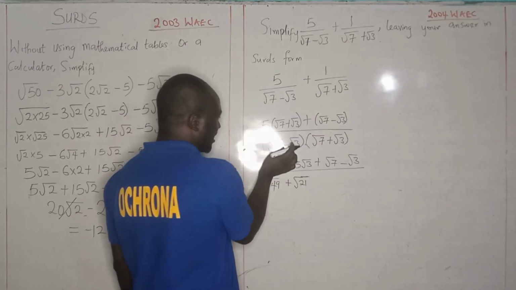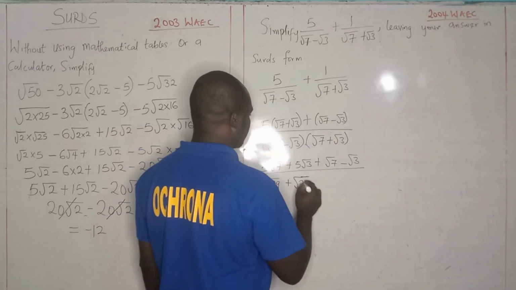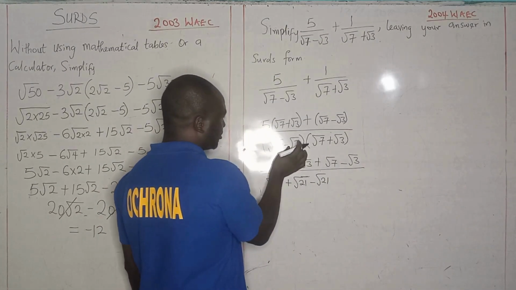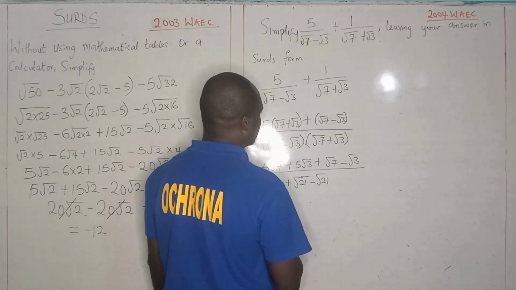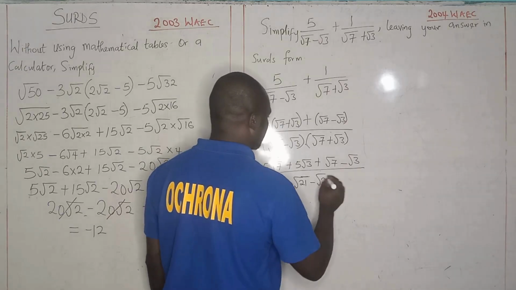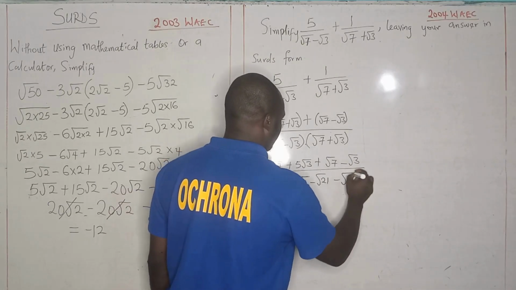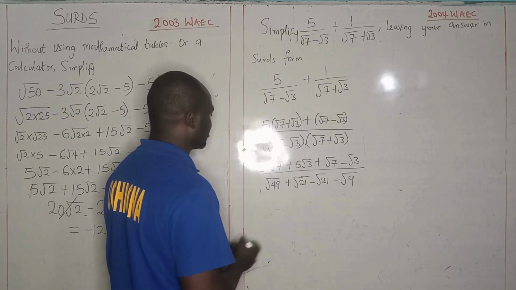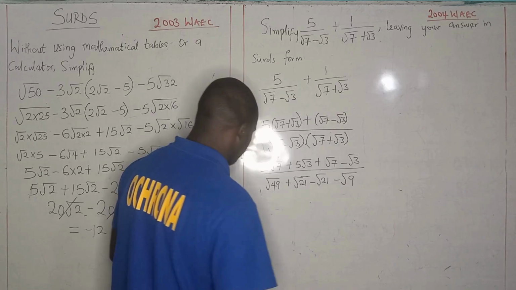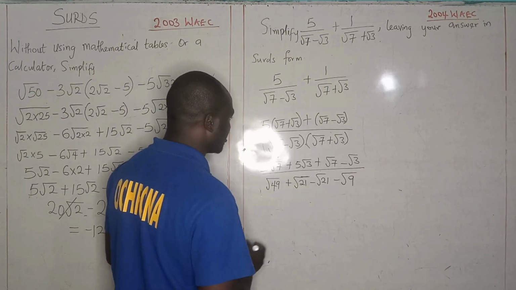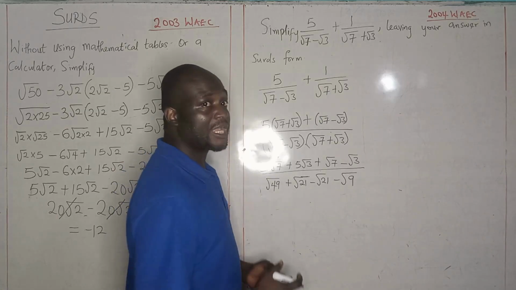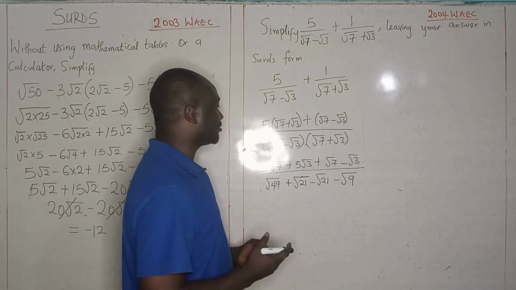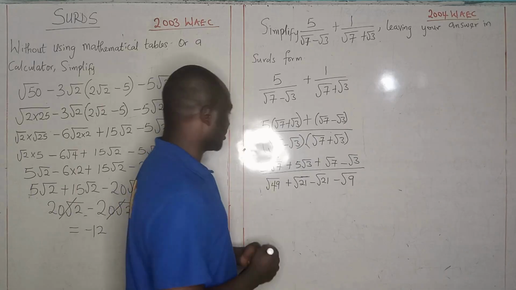Now minus root 3 multiplied by root 7 will give us minus root 21. Minus root 3 multiplied by plus root 3 will give us minus root 9. Now let's simplify this further. Simplifying this further, what do we do? We collect the like terms, and collecting the like terms means the ones that have the same root will connect.